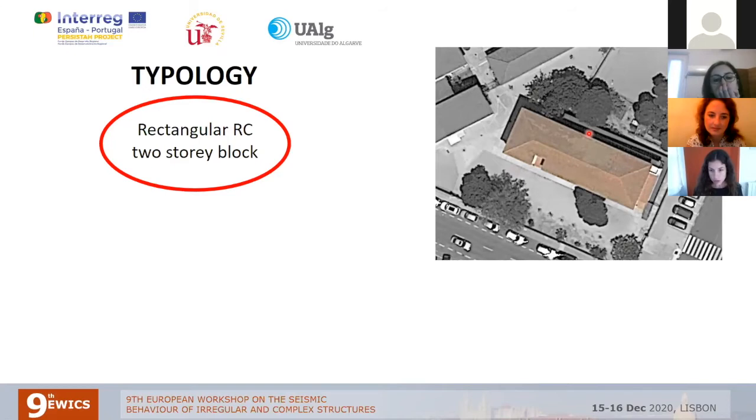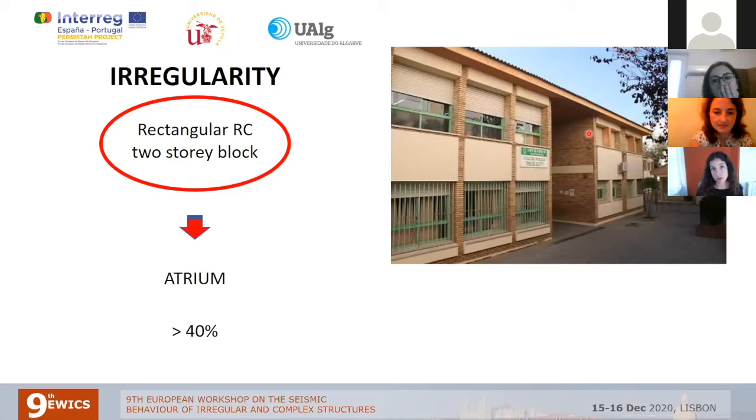Now, starting from here, I'm going to the second part: which irregularities can be observed on this building, which, if you ask me, is quite regular looking from the top, right? The main irregularity that we found is the presence of an atrium. And that is present in more than 40% of the buildings. Why more? Because we haven't inspected in person all of the buildings, and some of the atriums cannot be seen from the outside. It's not that easy to look into all sides of a school from the outside. So we know that at least 40% present an atrium.